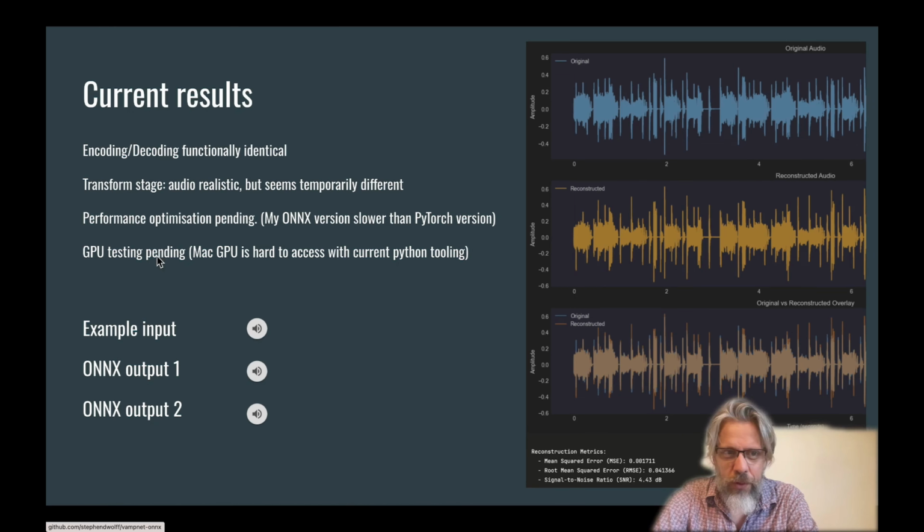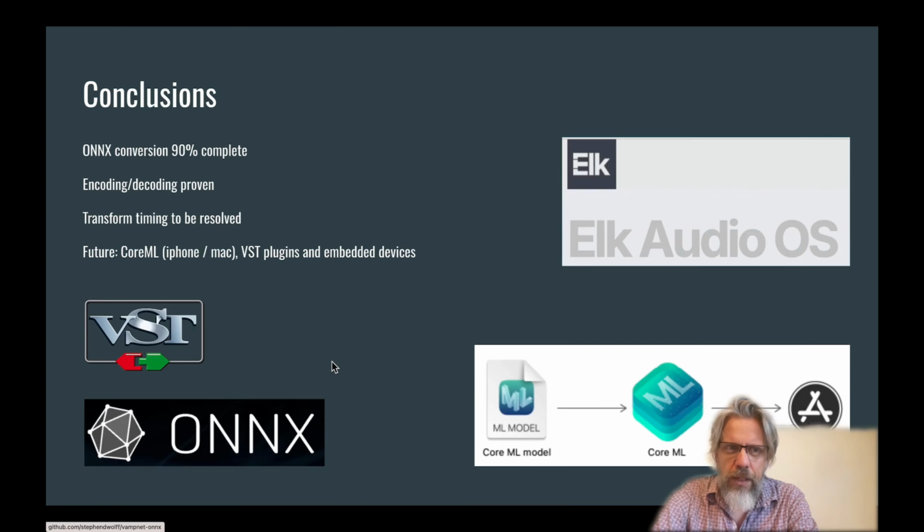I haven't tried anything on the GPU yet, because it's quite hard to get that working well on the Mac GPU. So the next things to look at, after I've actually got it working properly, is probably to put it onto Core ML, which is the Mac version of neural network modeling, or make a VST plugin which may need Core ML, or there's Elk Audio, which is an operating system that can run on embedded devices. So yeah, that's where I got to.